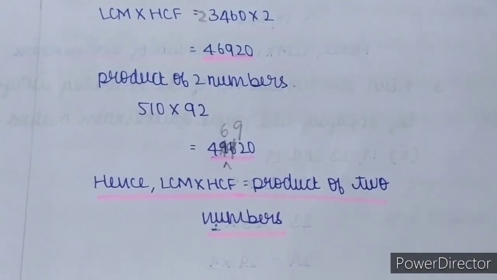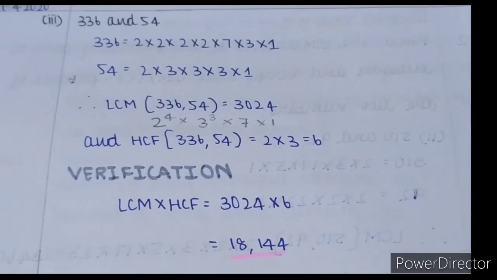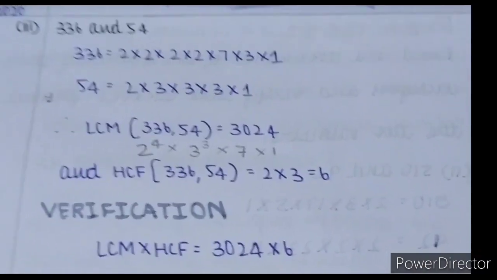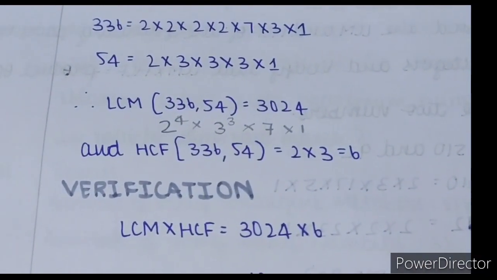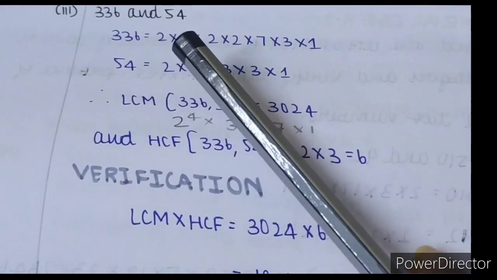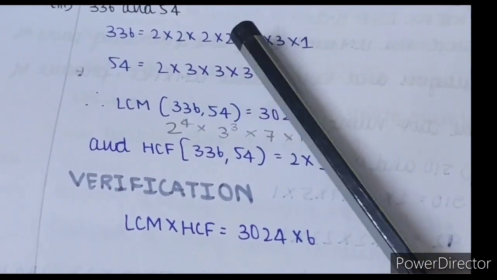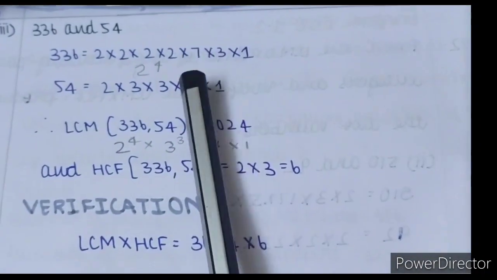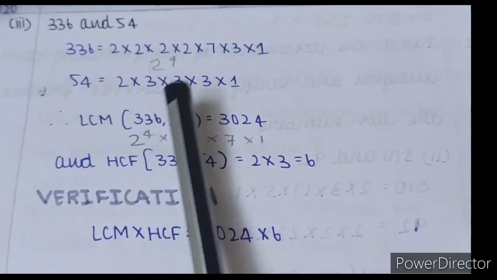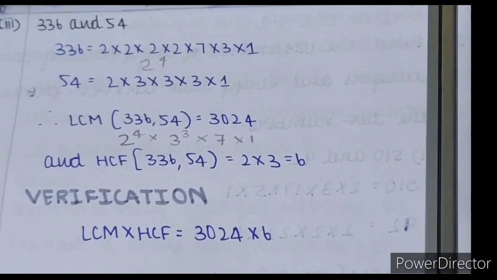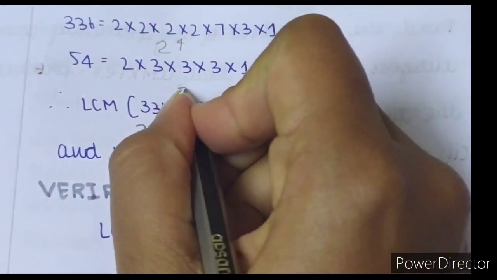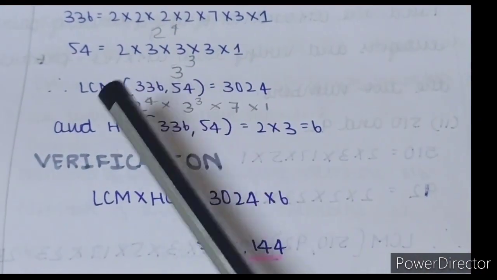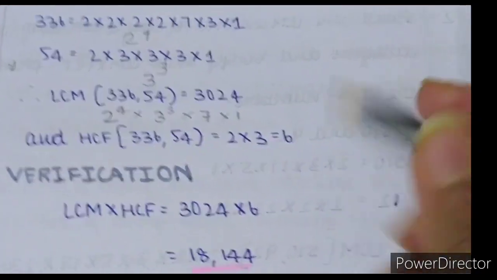That is verified. Now let us move on to the third subdivision of the second question, that is 336 and 54. Again, now take the prime factorization of 336 and 54, which is respectively equal to 2 into 2 into 2 into 2, that is 2 to the power of 4 into 7 into 3 into 1, and 54 is equal to 2 into 3 into 3 into 3 into 1, which is equal to 2 into 3 to the power of 3 into 1.